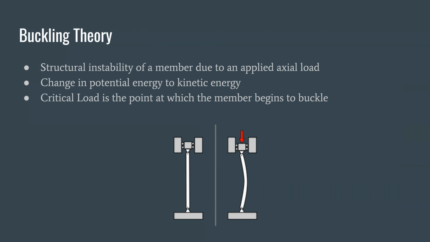To introduce buckling theory, buckling is the occurrence of instability and deformation in a static structure when an axial load is applied. On a physical level, it's the change in potential energy to kinetic energy. When buckling occurs, it loses its stiffness and thus loses its load-bearing capacity to an extent. And the critical load is typically what's solved for because it is the minimum force to cause buckling.